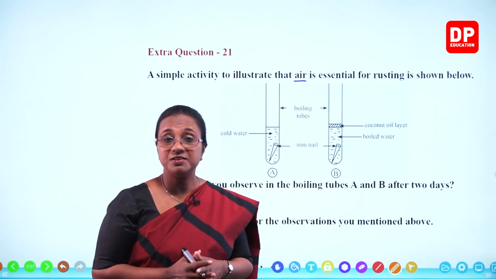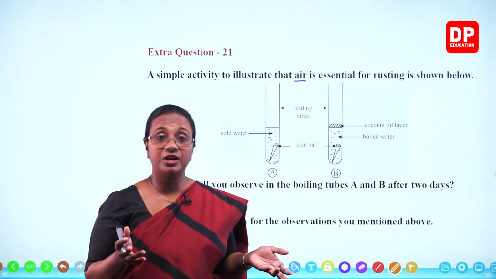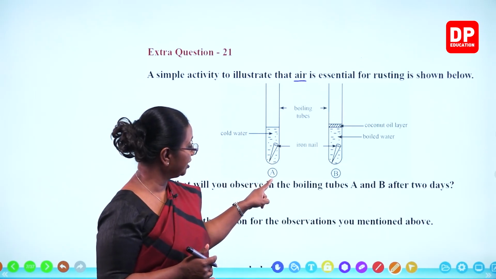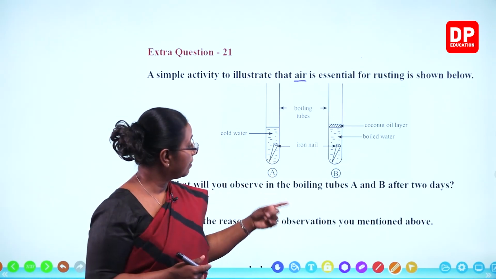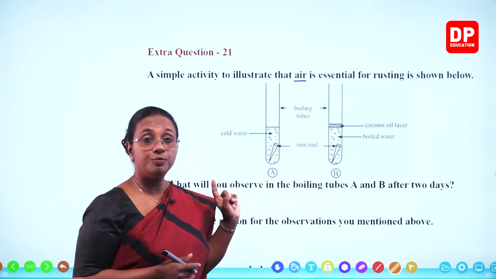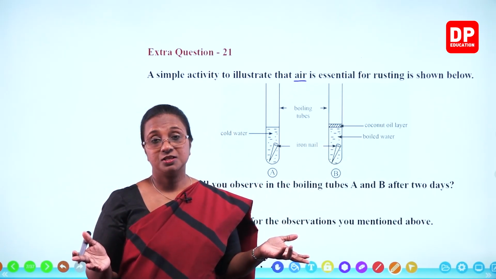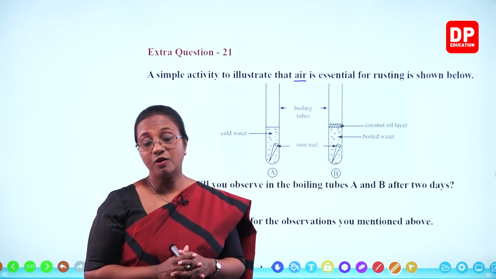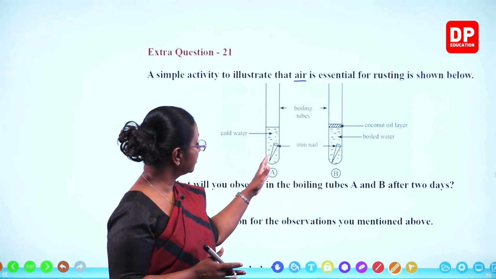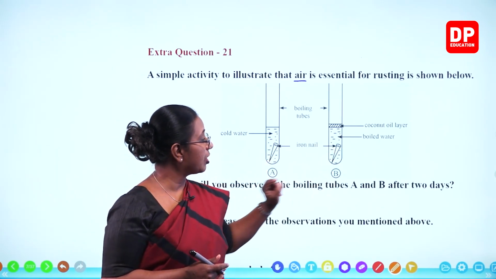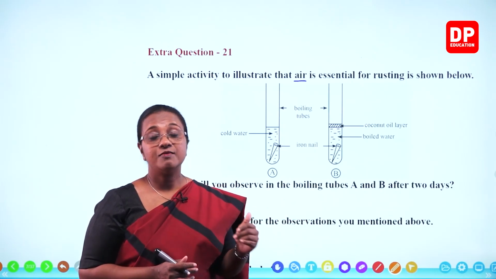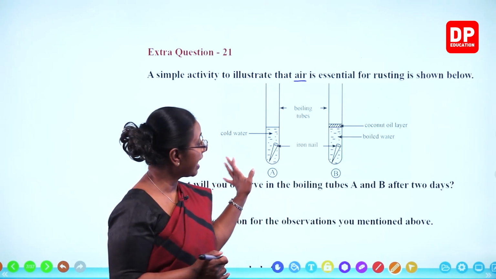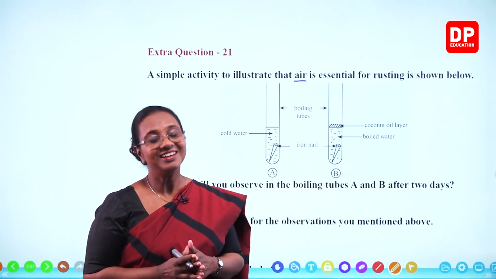Then you will get the observation after a few days, 2 to 3 days. What will you all see? You will see that the iron nail in boiling tube A would have rusted, whereas the iron nail in boiling tube B does not rust. So from that we can confirm and say that air is essential for rusting. Where there was air, there was rusting. In this boiling tube where there was no air, there was no rusting. So air is essential for rusting. That is the activity, the observation and the conclusion.